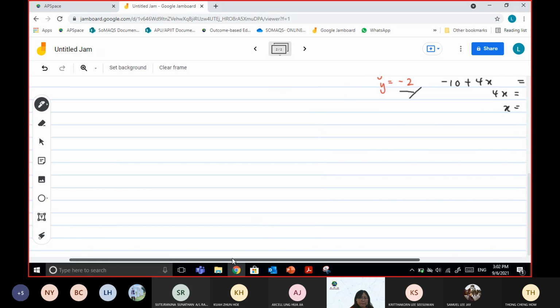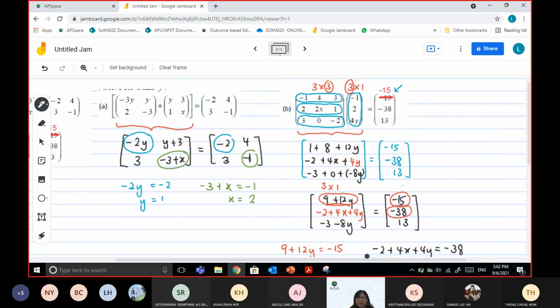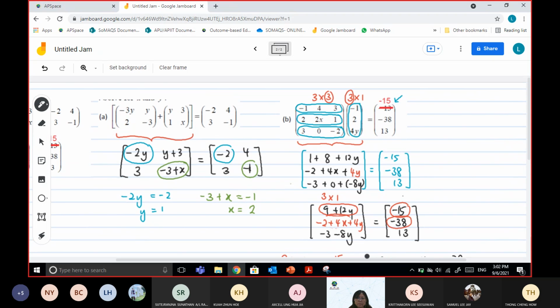Miss, I've got a question about the bracket. Can you go up a bit? Okay, so this square bracket, we use that when we are combining the matrices, is it? Are you talking about A or B? A. Oh, okay.